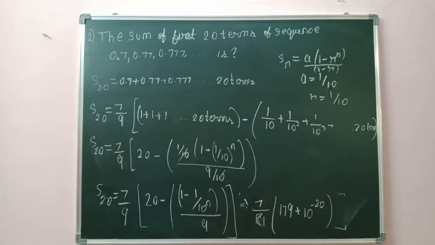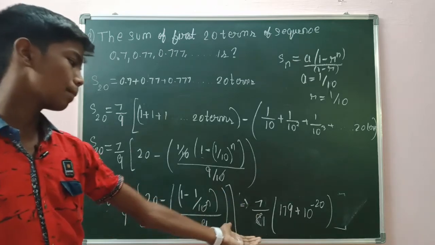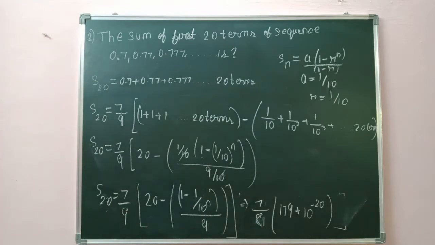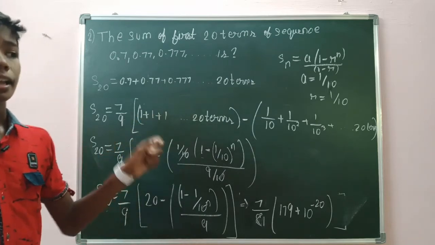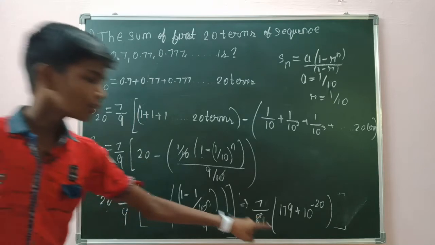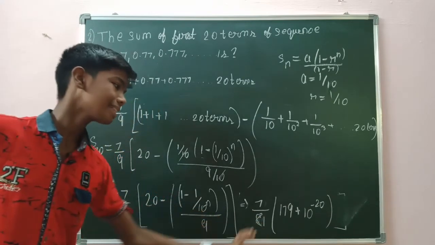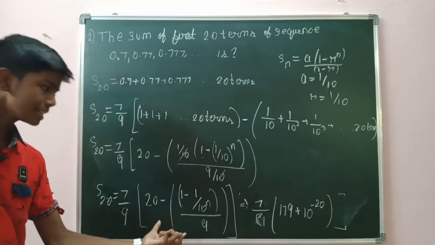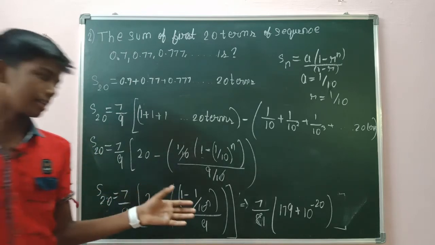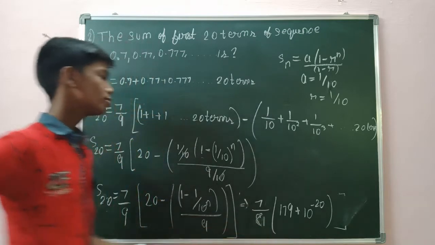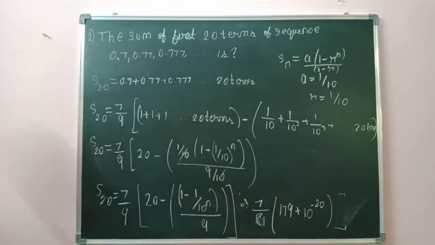I hope you guys have understood what I did here. When you solve this, you get 7 by 81 into 179 plus 10 power minus 20. That is one of the options in that particular year's JEE Mains question, and that is why I am writing it like this. When the option is given in this form, you can write it like this. It depends upon the question. Hence, the answer is 7 by 81 into 179 plus 10 power minus 20.